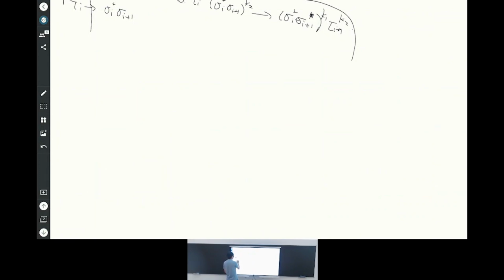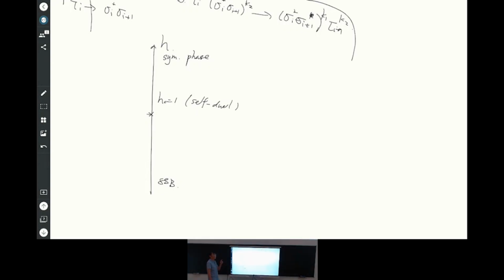the parameter space of this model, so this is H. Let me plot H along this direction. We know in the H large limit this is a symmetric phase. H in the opposite limit is a symmetry breaking phase. And the phase transition point is at H_c equals 1. This is the self-duality point, as we mentioned above, for the original Potts model, where the phase transition point is located. And next, we introduce the lambda parameter in this system.